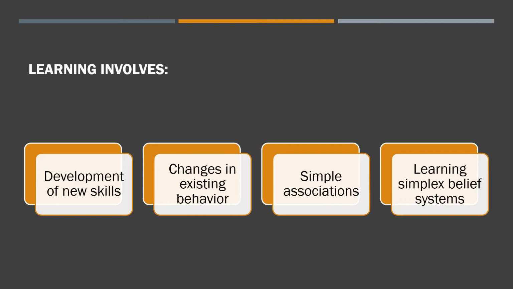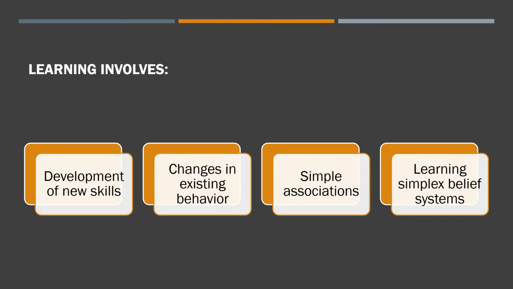Learning can involve development of new skills, changes in existing behavior, simple associations, and also learning complex belief systems. So when we're talking about development of new skills, for example, I am learning how to ride a bike. So learning how to ride a bike is the development of a new skill.